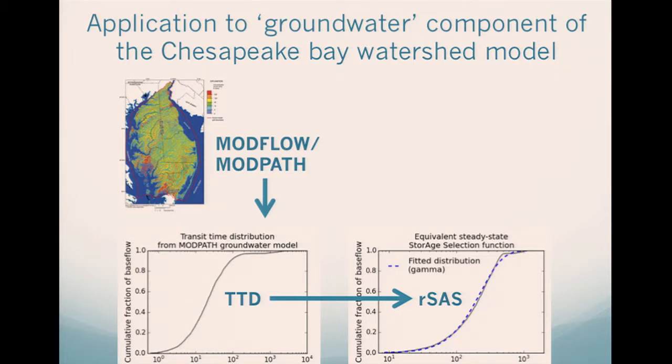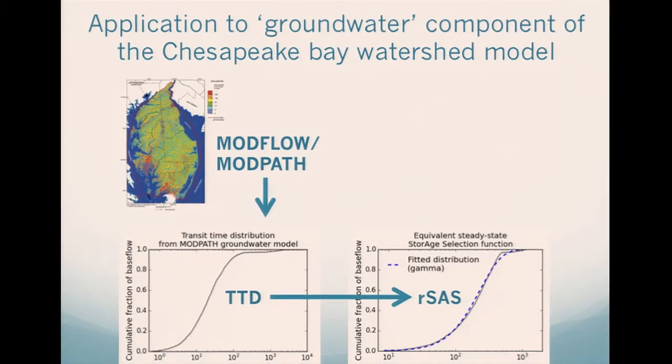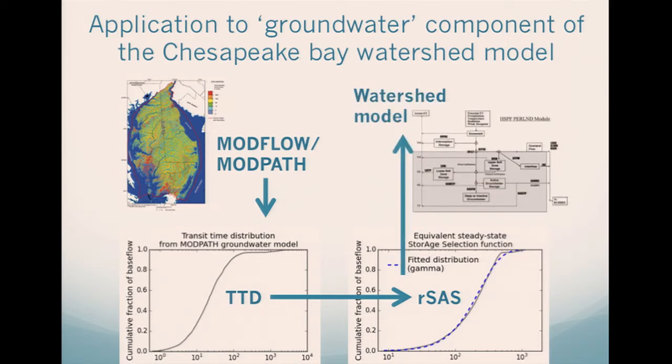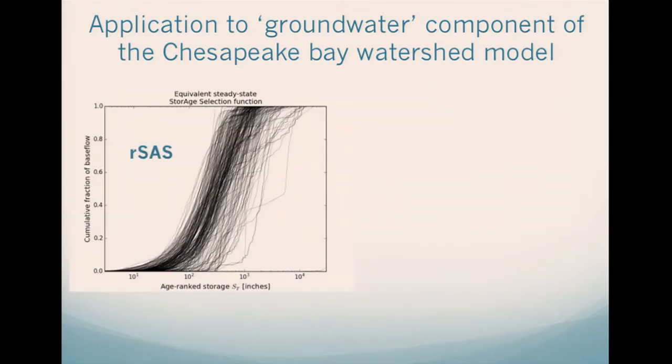And then we make the assumption that even though recharge is varying in time, the rSAS function doesn't vary nearly as much. So if your system is well mixed, it's still well mixed. So then we can parameterize the shape of that rSAS function and then use that with the time variable recharge that comes out of the watershed model and the time variable concentrations that come out of that watershed model to route that through each one of the sub-watersheds to produce the stream nitrate concentrations.